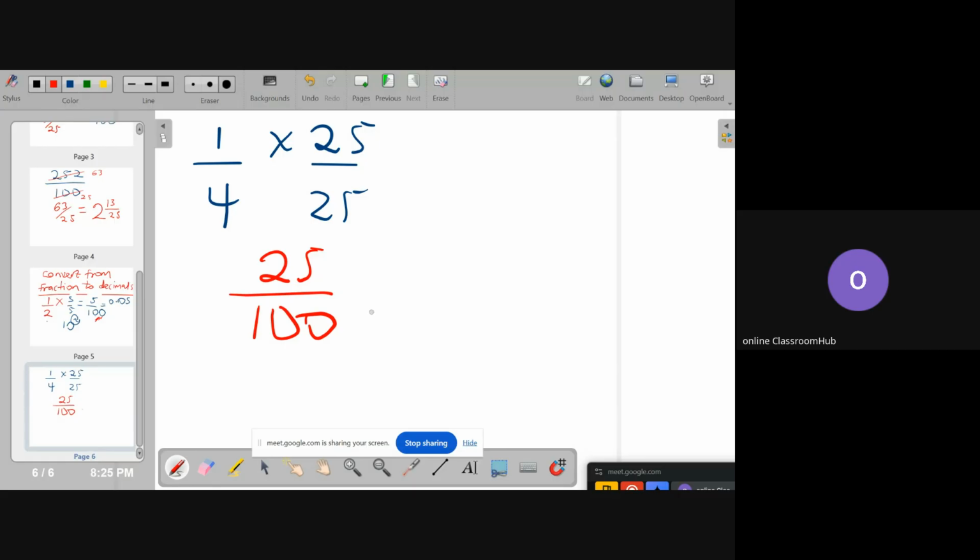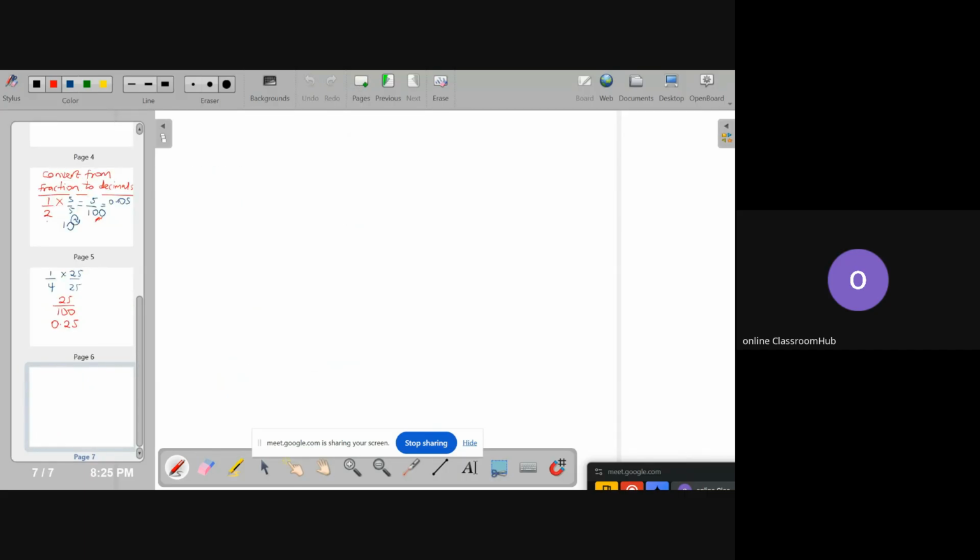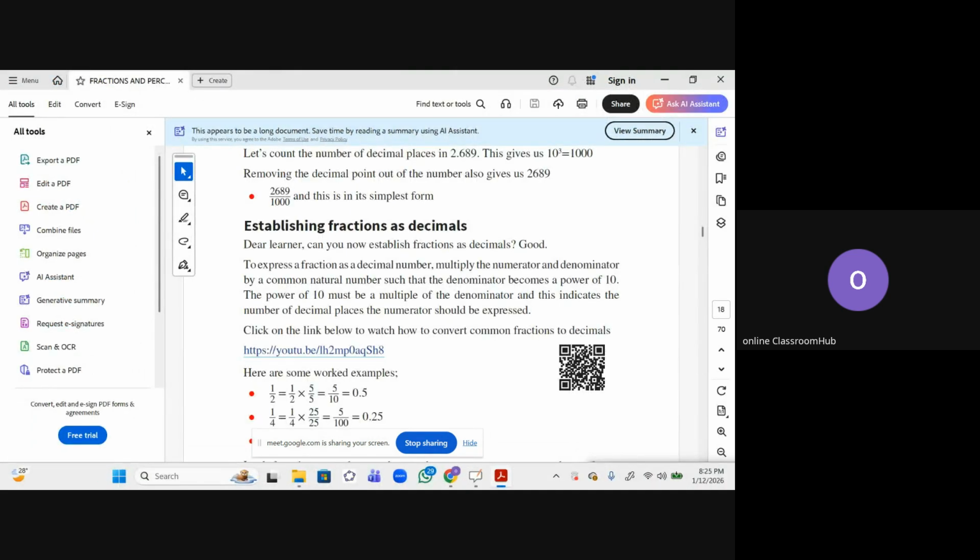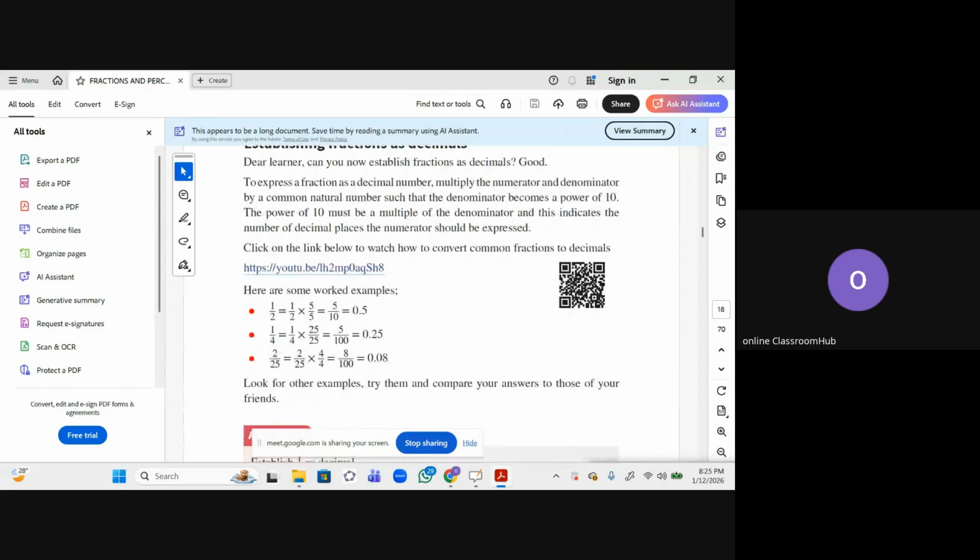So since it is 100, it means 10 power 2, and that is 2 decimal places. So our decimal will be 0.25. So you are going to try this for me.